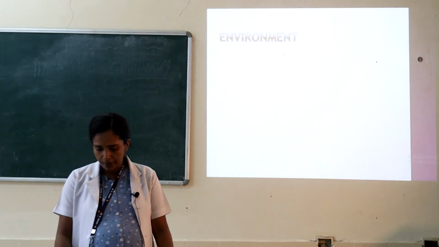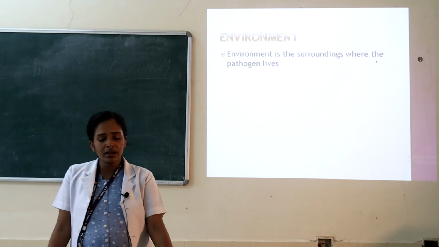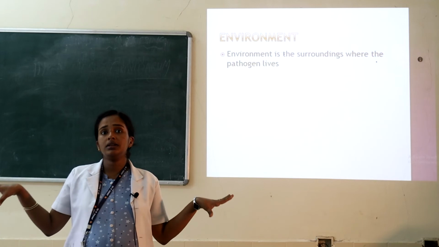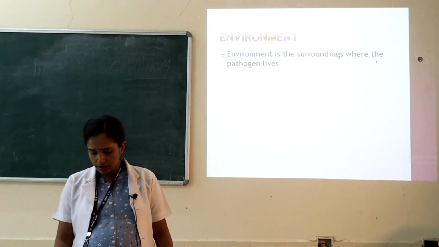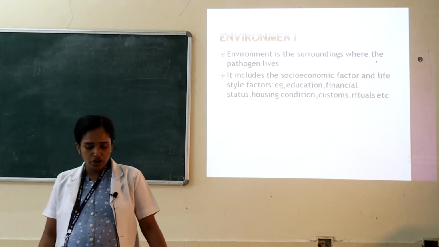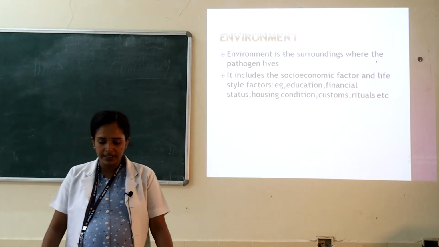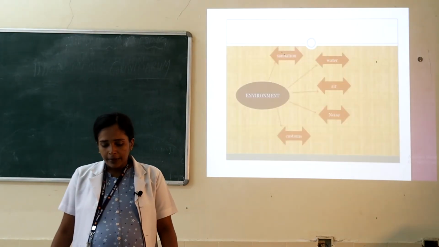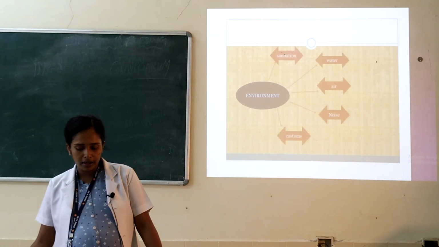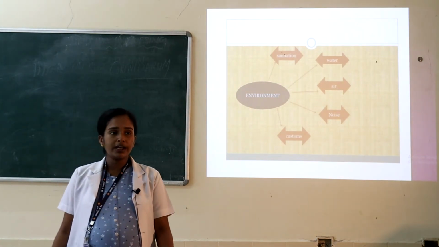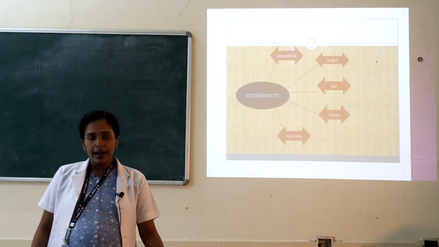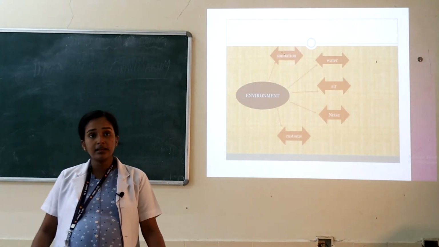The next one is environment. Environment is the surrounding where the pathogen lives. Environment means the surrounding of the host. It includes socio-economic factors and lifestyle factors, for example education, financial status, housing condition, custom, rituals, etc. Some of the environmental factors are sanitation, water, air, noise, custom, etc. So the quality of water, the purity of air, the level of noise, the sanitation facilities, and the religious custom.